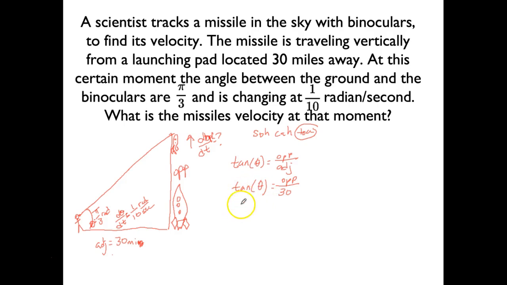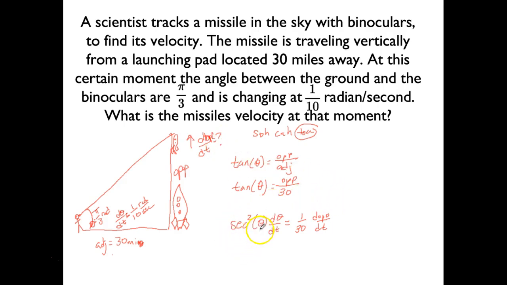We take the derivative. The derivative of tangent is secant squared of theta. And then we took the derivative of theta, so it's going to have a d theta over dt at the end of it. This was chain rule. Okay, take the derivative of this side. Okay, the derivative would be 1 over 30. And we took the derivative with opposite, right? So it's going to be the change in opposite over change in time, which is what we're looking for. That's going to be the change in height, right?